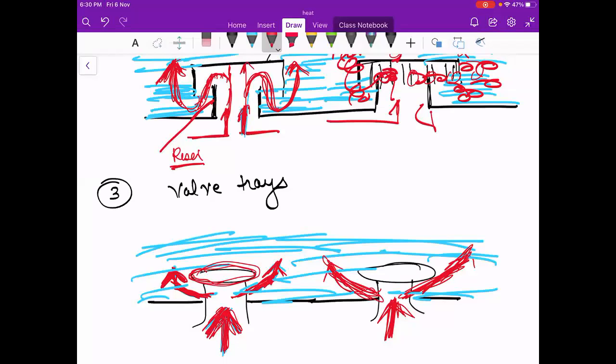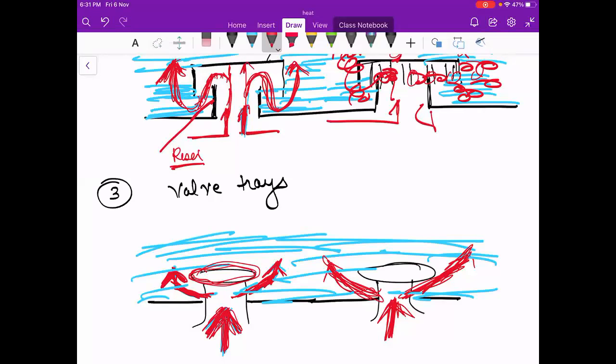So see, valve tray and bubble tray are creating hindrance, and due to hindrance, as you have studied in fluid mechanics, there will be more mixing, and due to more mixing, a good heat transfer and mass transfer takes place. So that is why a better mass transfer will take place in valve trays and bubble cap.